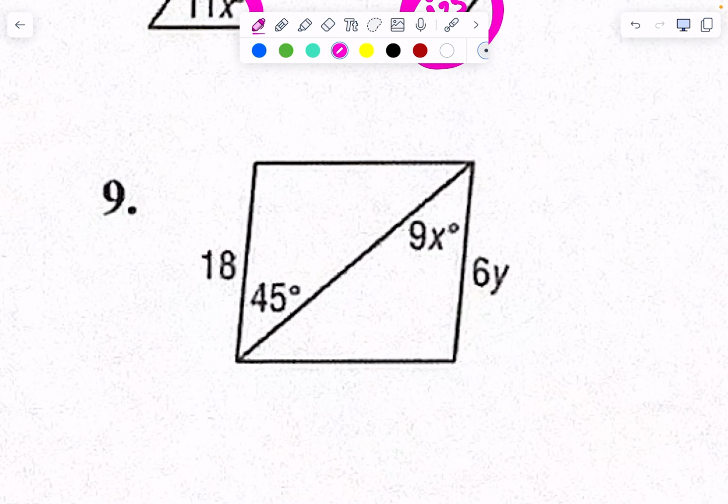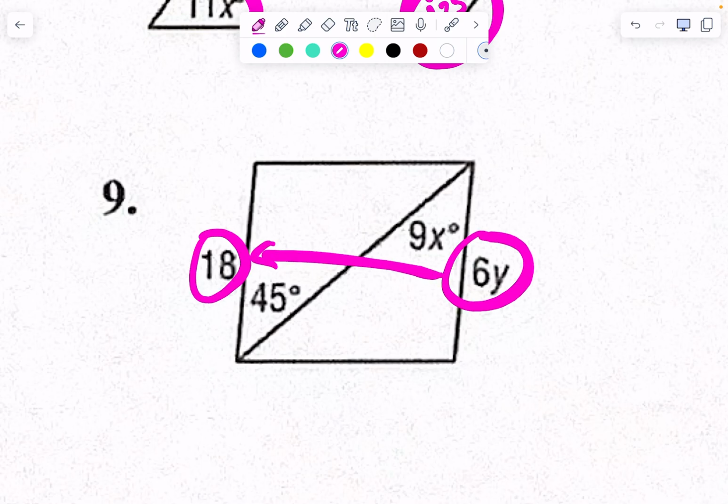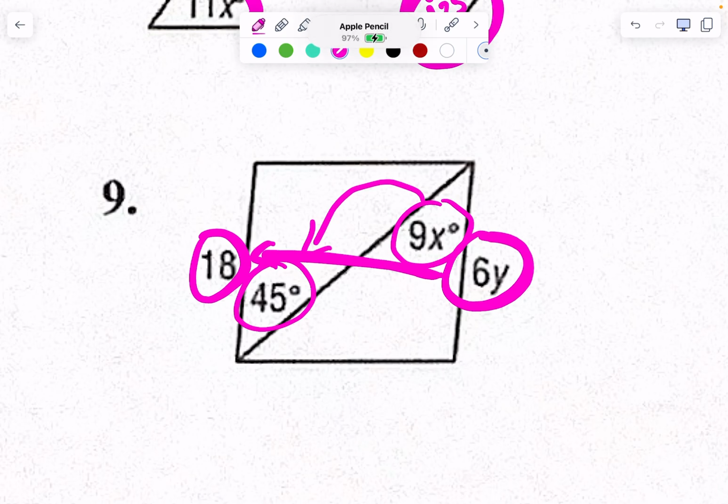Okay. Number 9. How do I find y? 6y equals 18. How do you find x? This is too easy. 9x equals 45. Solve for x and y. You can do some of that in your head. You can do all of that in your head, right? Yeah. Try to do all that in your head.